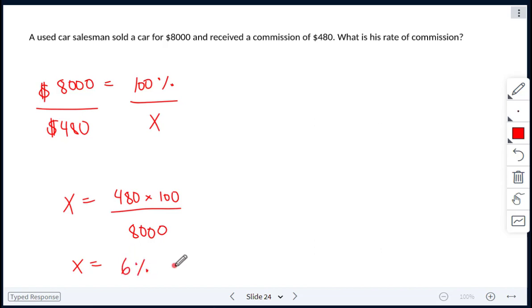All right, and you can always double check that by putting that into your calculators. 6%, so 0.06 times $8,000. Does it equal 480? So double check that, 0.06 times 8,000, and it does. It does equal $480. So you know you did that correctly.